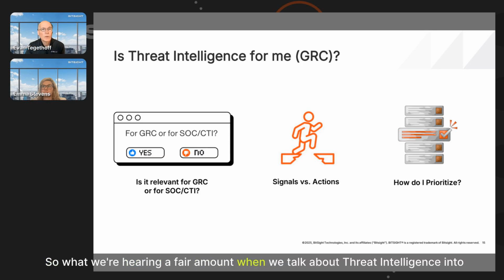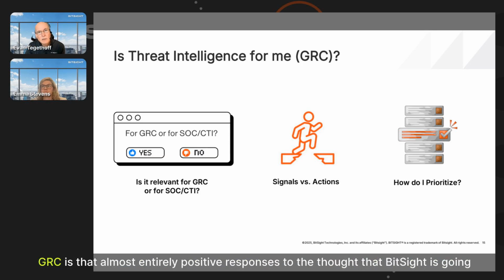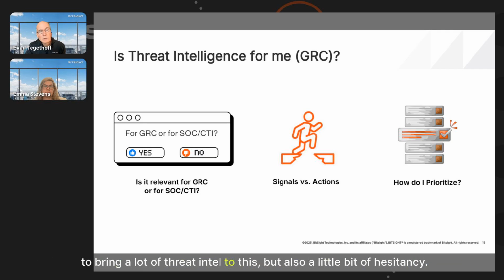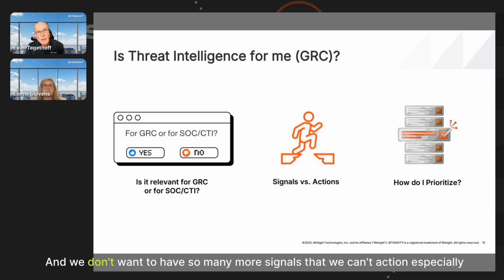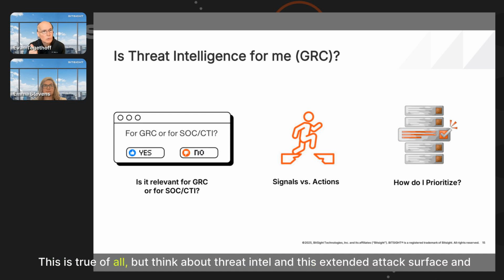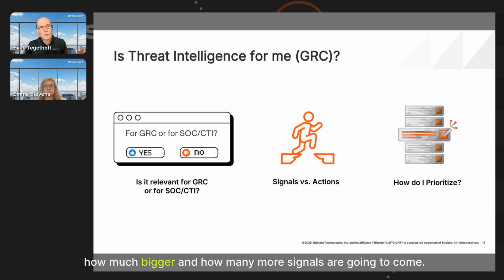What we're hearing a fair amount, when we talk about threat intelligence into GRC, is almost entirely positive responses to the thought that Bitsight is going to bring a lot of threat intel to this, but also a little bit of hesitancy. It's like, okay, I know we need this, but we really just want the relevant stuff. And we don't want to have so many more signals that we can't action on, especially from the GRC side. This is true of all, but think about threat intel and this extended attack surface and how many more signals are going to come.